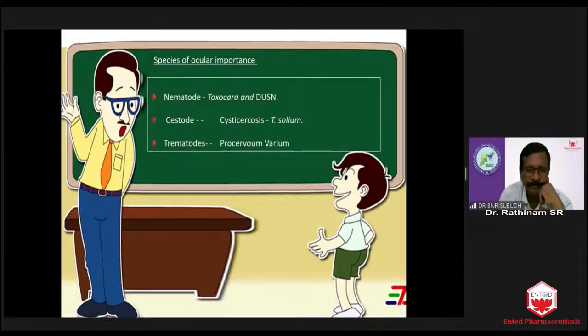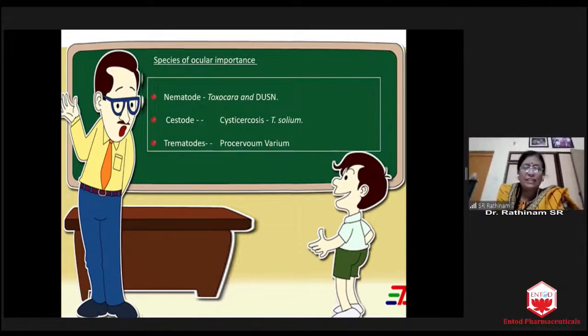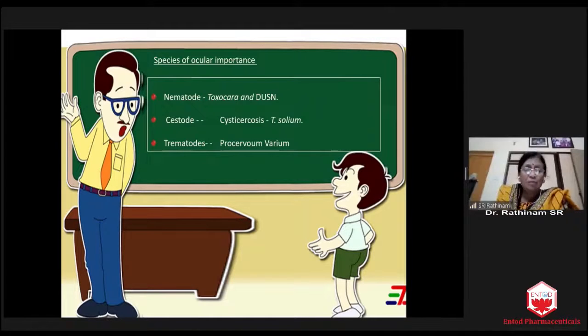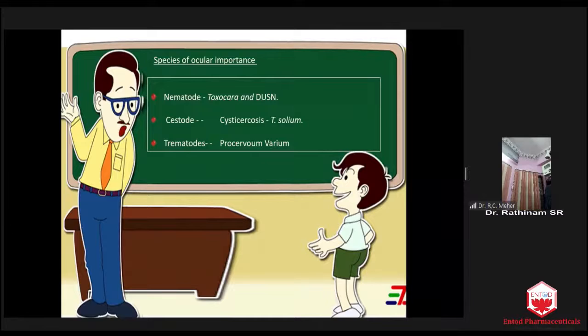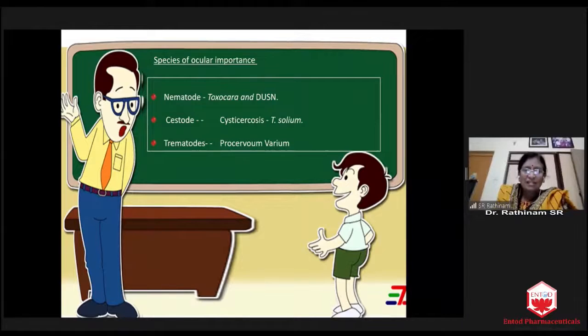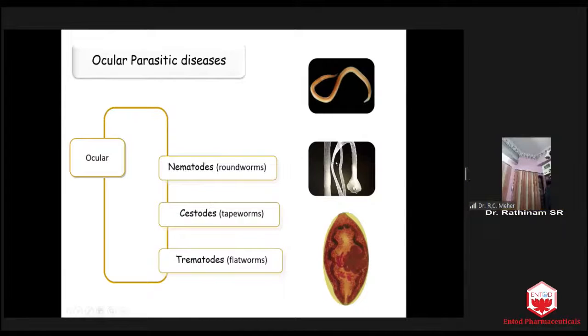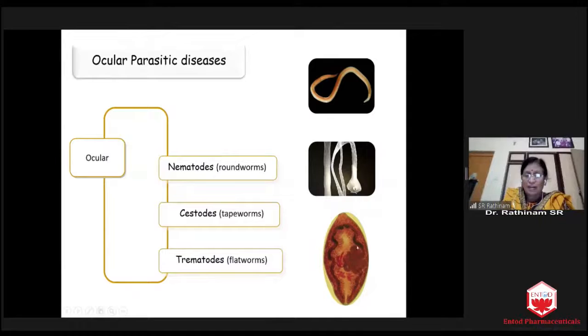Okay. So for nematode, we will have two examples. One is Toxocara and Dusen. We have quite a lot. I'll be showing one by one. And in cestode, cysticercosis, it is Taenia solium. And trematode Procerovum varium, which is a recently identified disease. Ocular nematodes are otherwise called roundworms, cestodes are called tapeworms, and trematodes are called flatworms.